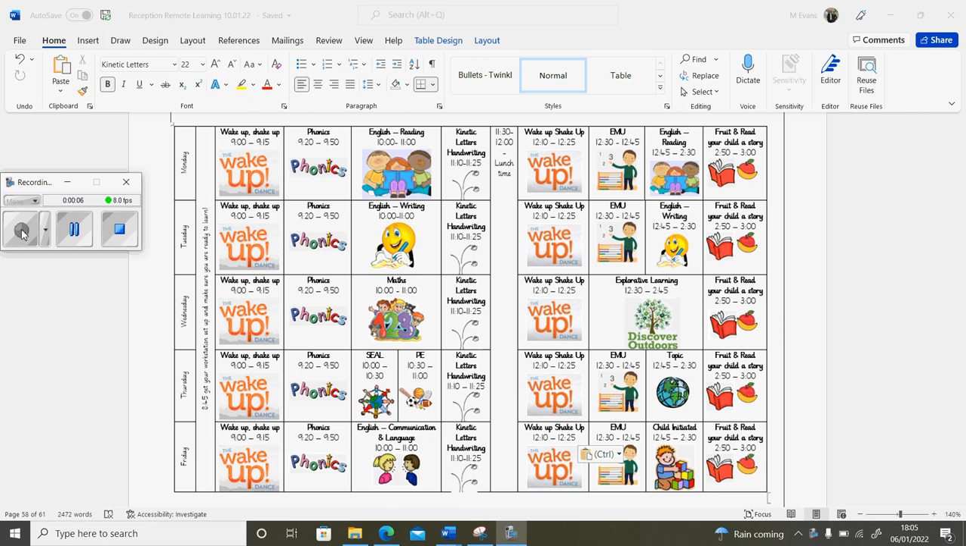I'm going to go through the remote learning for week beginning the 10th of January 2022. So let's go through the timetable. On Monday is our reading focus, okay?